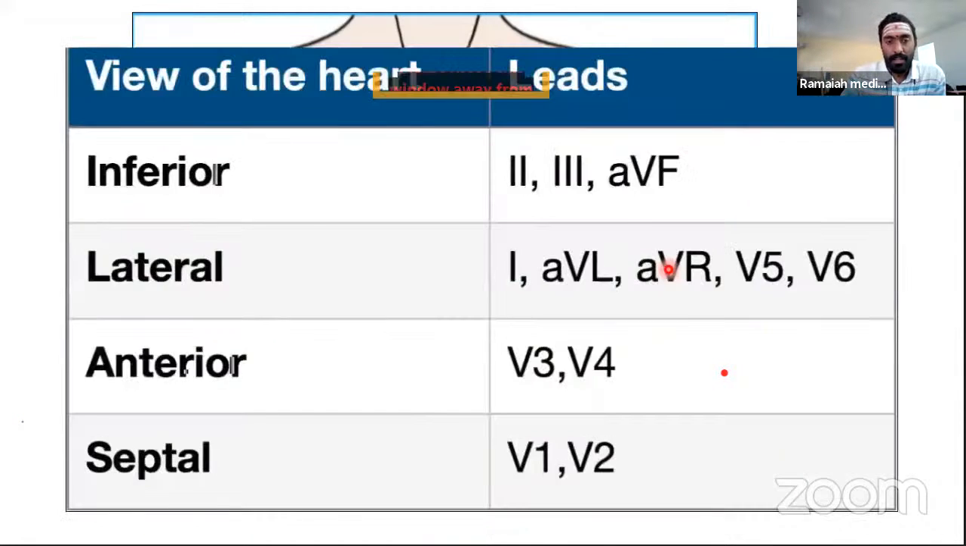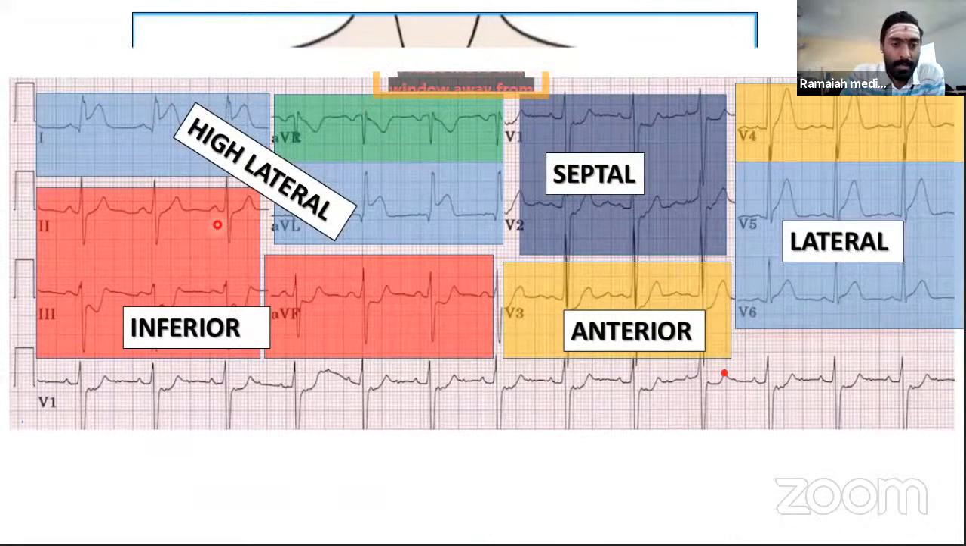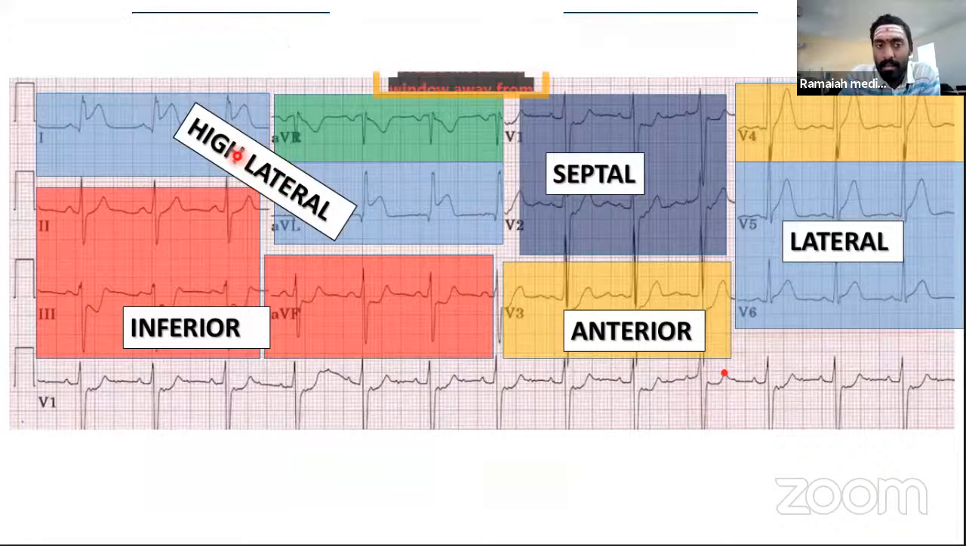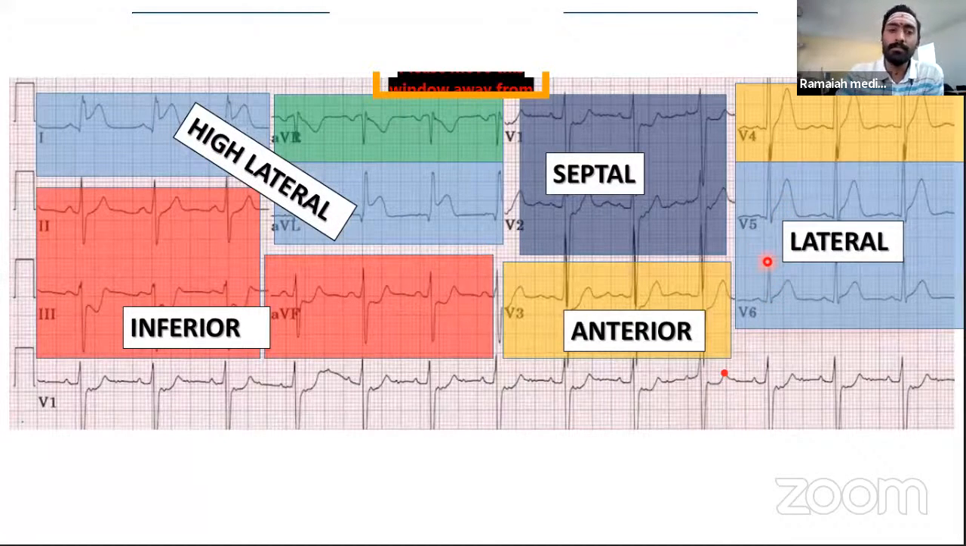Whenever you are seeing an ECG, always look in this manner. Look at the inferior leads, then the lateral leads: 1, AVL, V5, V6. Then look at V1, V2, which are septal, and V3, V4, which are anterior. There is also something called the high lateral leads, wherein in some cases of a myocardial infarction, only lead 1 and AVL will show change, whereas V5, V6 are normal. That is called the high lateral wall.